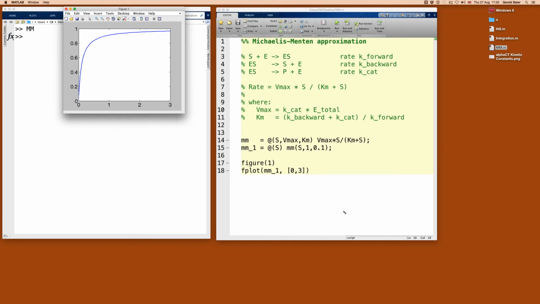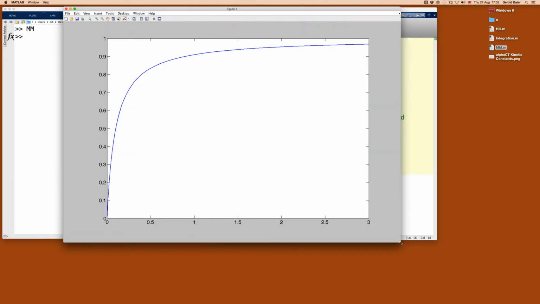Aha. Make it bigger, we can see the hyperbolic function as expected. The saturation function starts with a linear growth for very small substrate concentrations and then levels off to approach the value of, well, if you look at the derivation of the function for very large substrate concentration, it should be approaching 1, because you set Vmax equal to 1, and we can see that already at a value of 3 for the substrate concentration, we're getting pretty close.